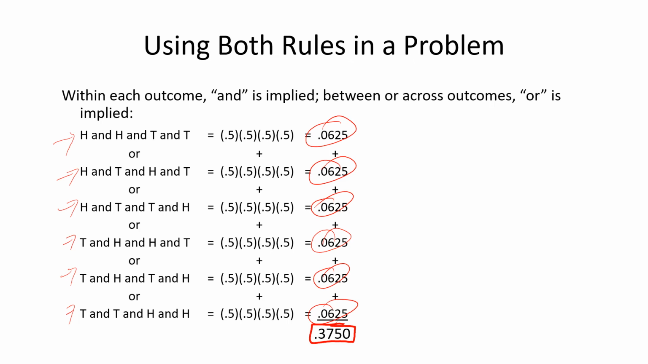How does that make sense? Well, again, these are all of the different outcomes that could lead us to two heads. So if you take the probability of each of these individual outcomes, then add them all together, you get the total probability of getting two heads. We'll actually look at this a little bit more coming up on the next slide when we talk about the binomial distribution.